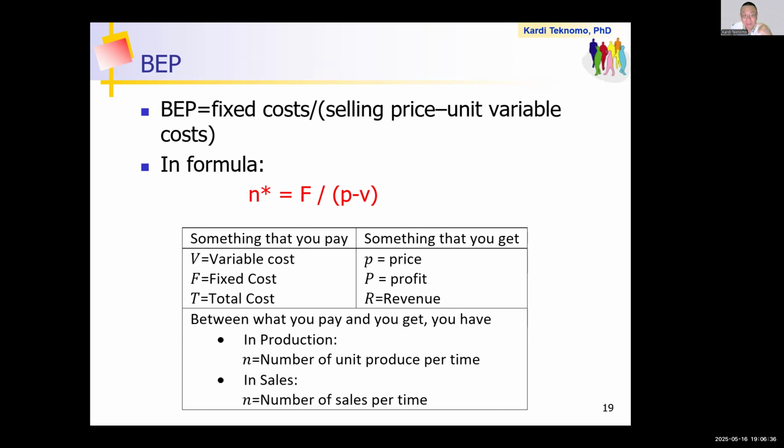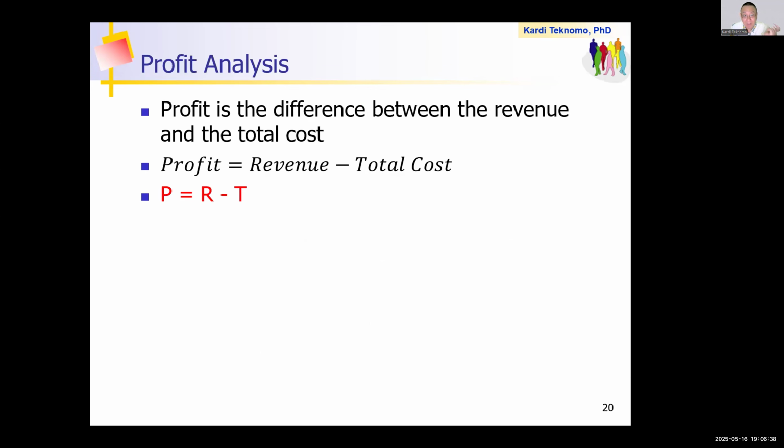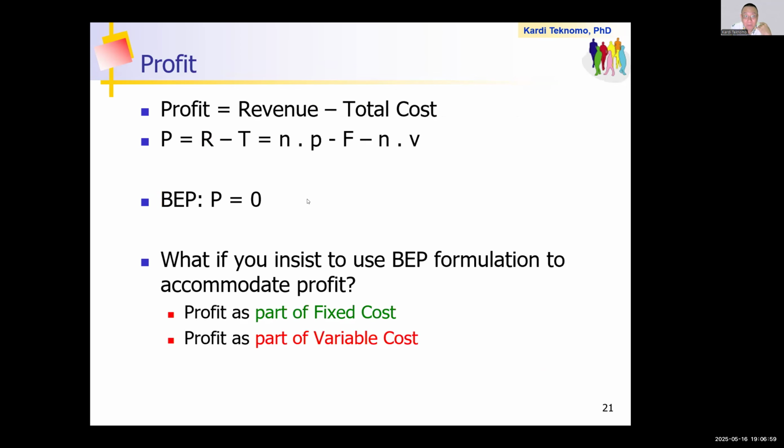So next is profit. Profit is just revenue minus total cost, isn't it? So let's put this into notation. Profit P, revenue still R, and total cost, the capital T here. So profit is revenue minus total cost.